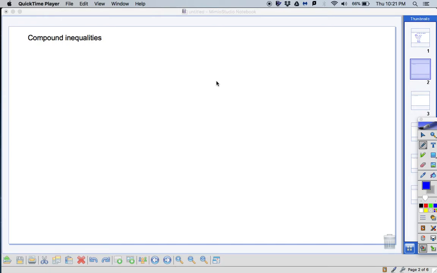Okay, welcome back. Today we're going to talk about solving compound inequalities. So first off, we need to talk about what a compound inequality is. A compound inequality is two inequalities that we use together, and they're combined with either the word and or the word or. So either and or or. Now, when we have two inequalities, we're going to just solve them separately.